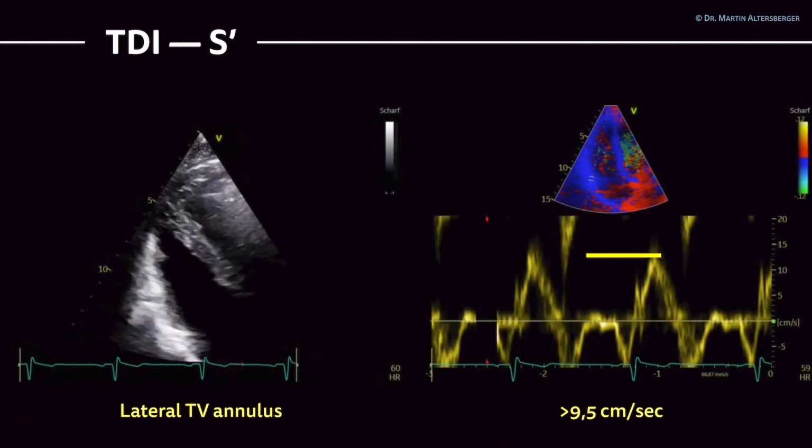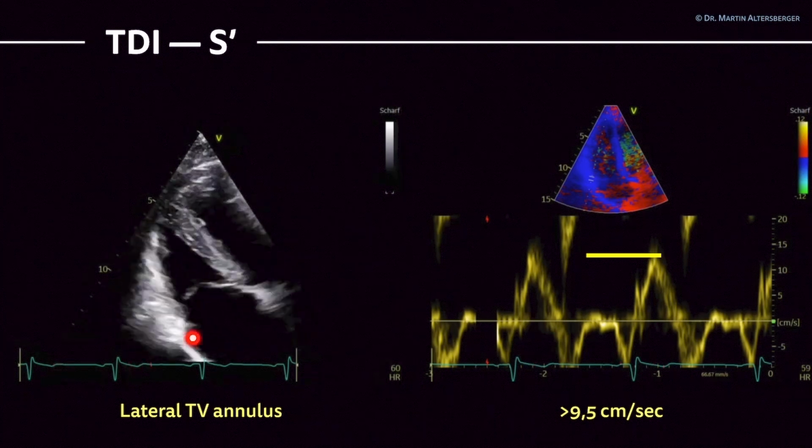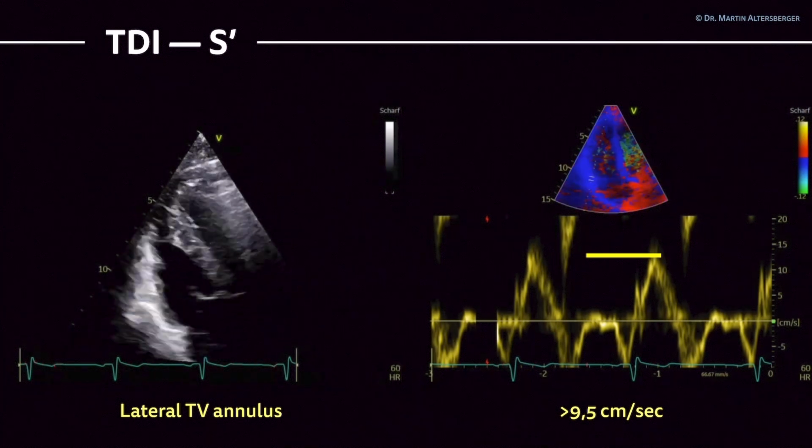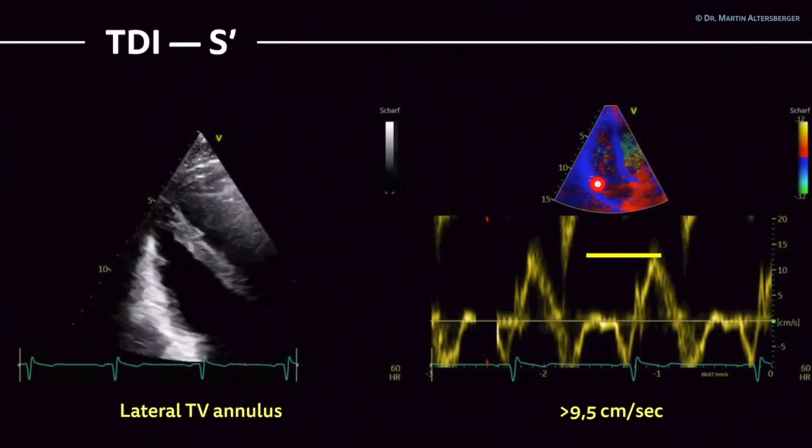Another measurement you can perform at the same place where you would place the M-mode. Here you use the TDI measurement, so the tissue Doppler imaging.